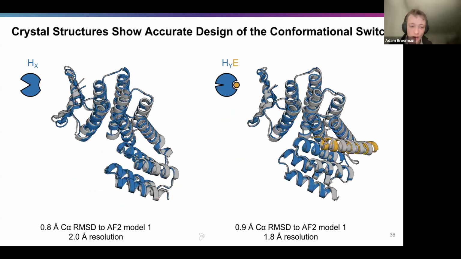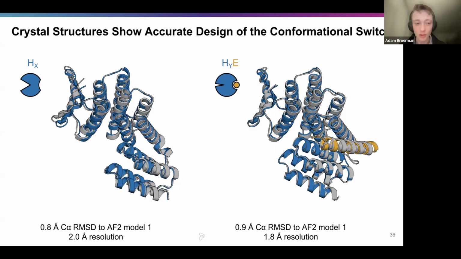All right. So I'm moving on a little bit from kinetic data. The kinetic data showed that indeed I was able to design the function that I was interested in, namely induced acceleration of dissociation. But I also wanted to show that the proteins that I designed are working for the structural reason that I designed them to.